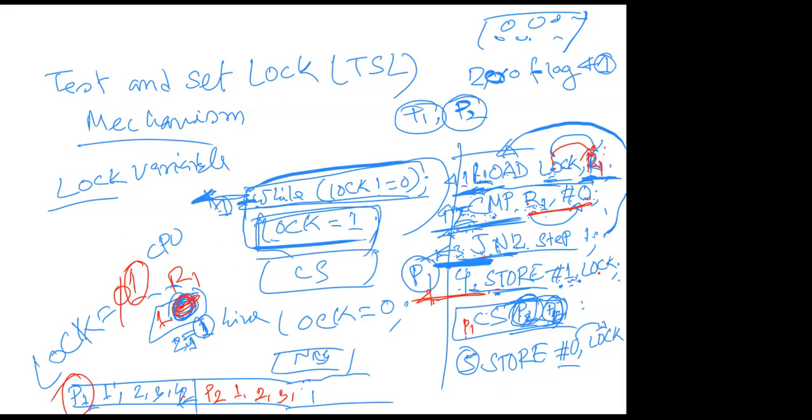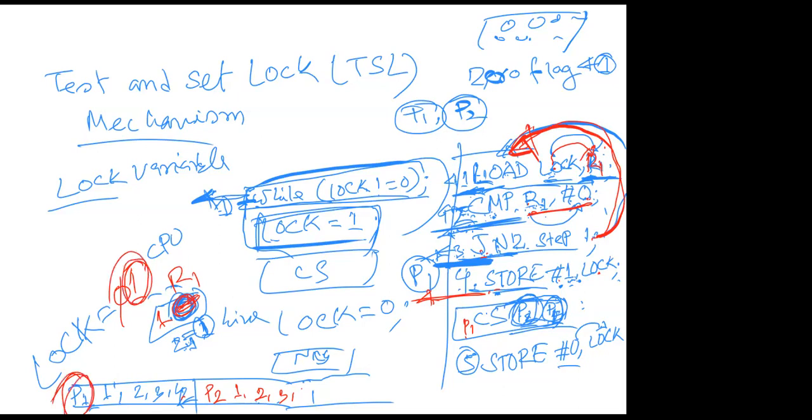So the zero flag will not be set. So not 0, it will not proceed. It will just loop through here. So P2 cannot enter the critical section, because the lock value is currently 1, made by the process P1.